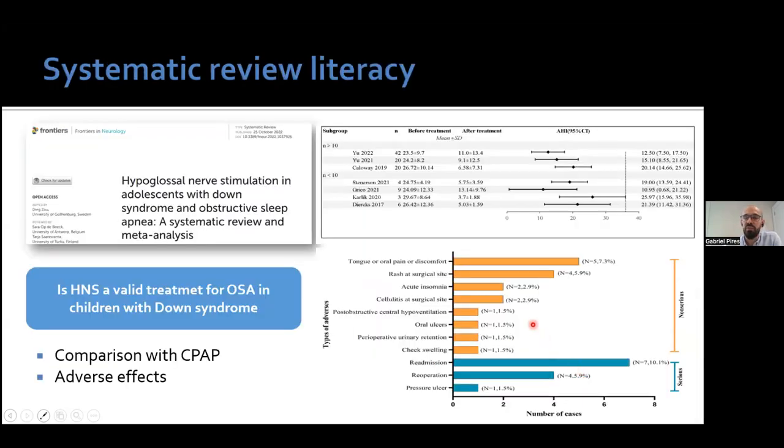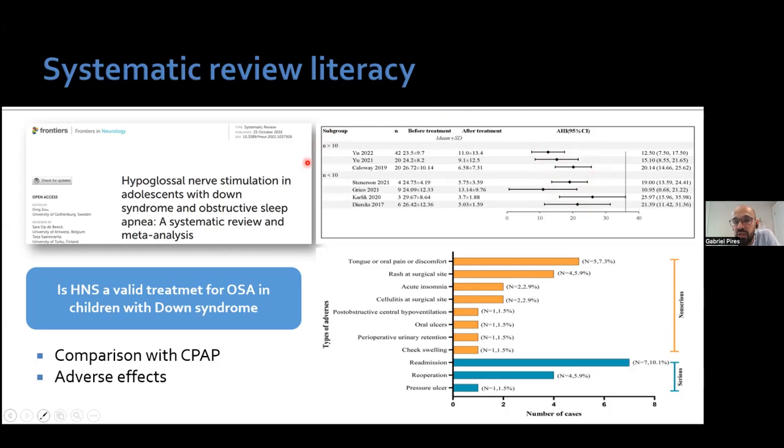Regarding systematic review literacy, I will bring one example, which was discussed here at my university some time ago. It was a very interesting case. Someone was presenting this paper at a scientific meeting. Basically, this is a meta-analysis about hypoglossal nerve stimulation in children with Down syndrome. And you can see we don't have a proper forest plot. We have the effect sizes calculated for each individual article. And basically, we have the effect of the hypoglossal nerve stimulation on the apnea-hypopnea index.